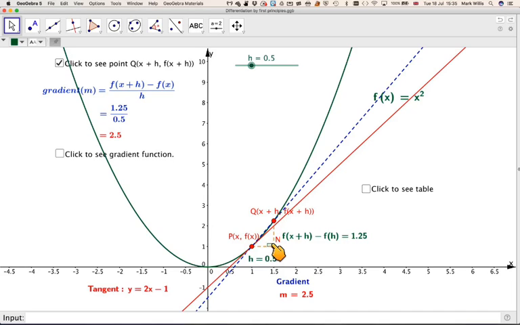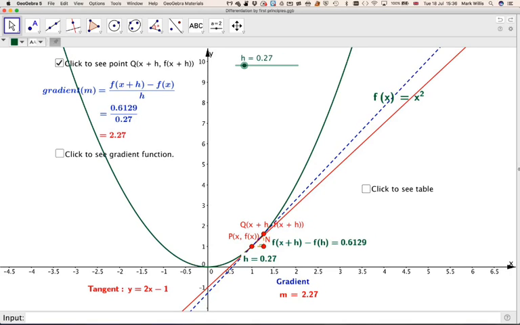So that gives me a gradient of 1.25 divided by 0.5, which gives me 2.5. It's still quite a way out, so we could make it even better by making it even smaller. Let's try and make it 0.1 if we can.